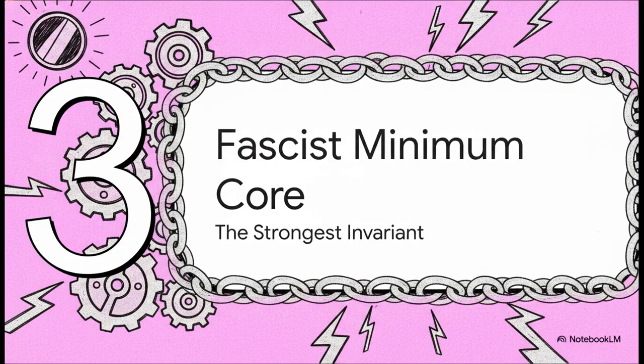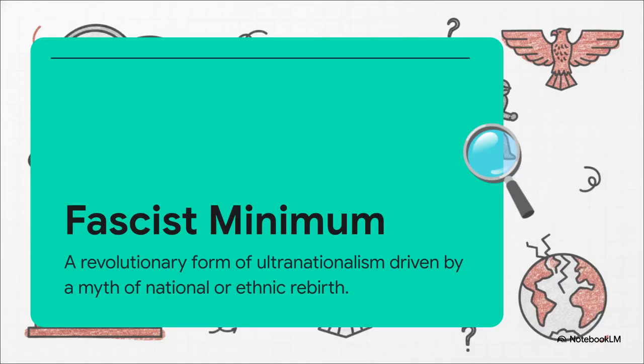Section 3. The fascist minimum core. All right, looking through that first lens, our core definition comes from political theorist Roger Griffin. He calls it Palingenetic Ultranationalism. Now, don't let that $50 word scare you off. Palingenetic literally just means rebirth.